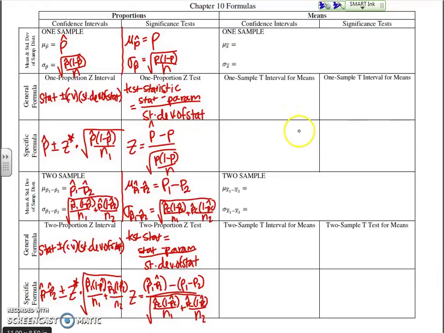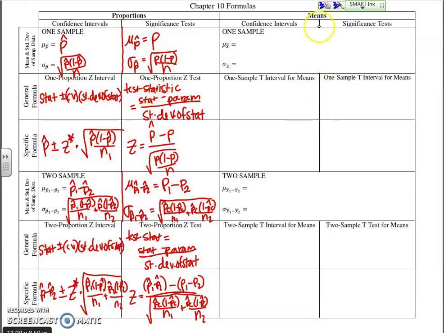Okay, so you just watched the video where we talked about all the proportion formulas. So now I'm going to move over to the mean formulas. And I still want you guys to not only compare the one sample formulas to the two sample formulas, but I also want you to compare the relationship between proportions to means. So compare kind of both directions.